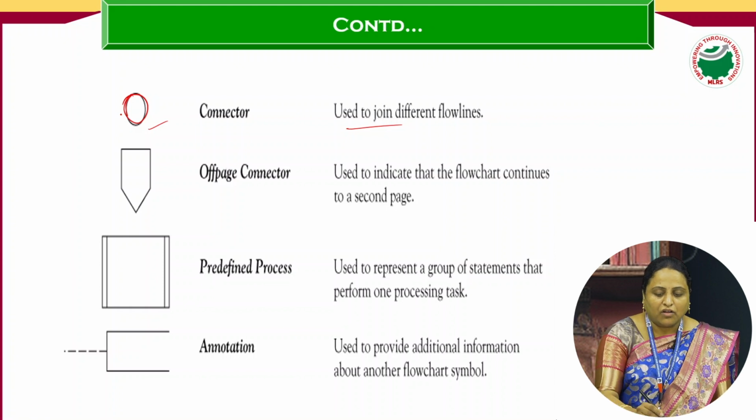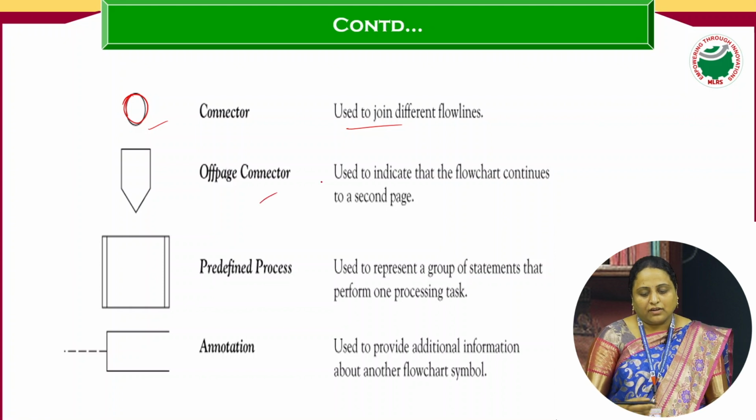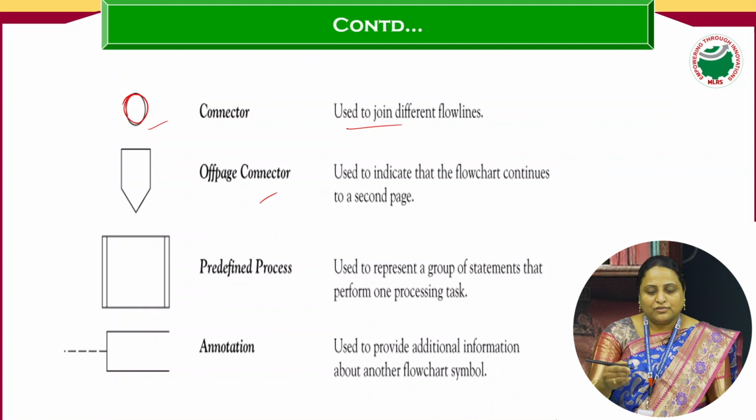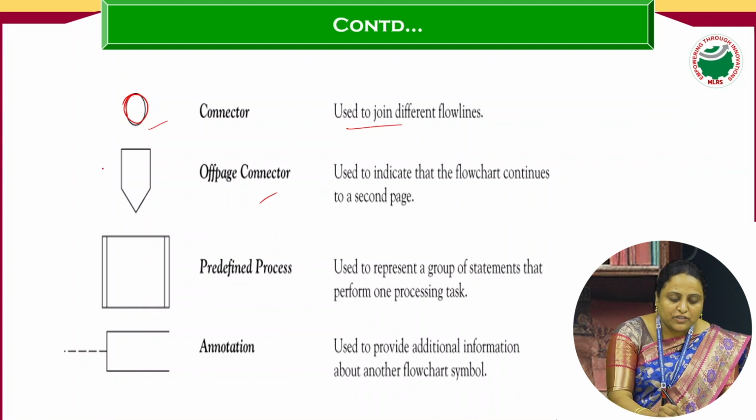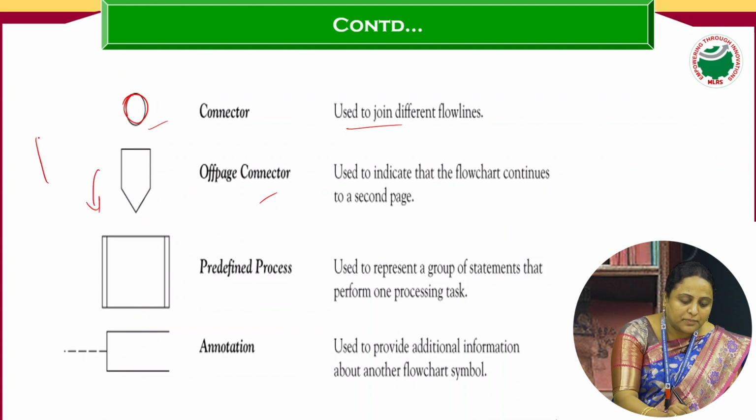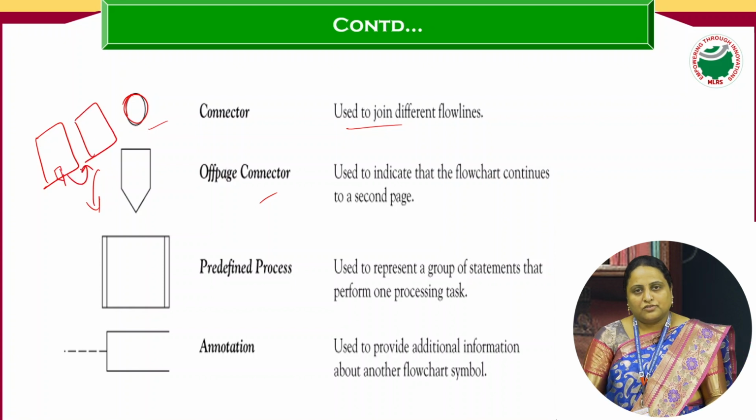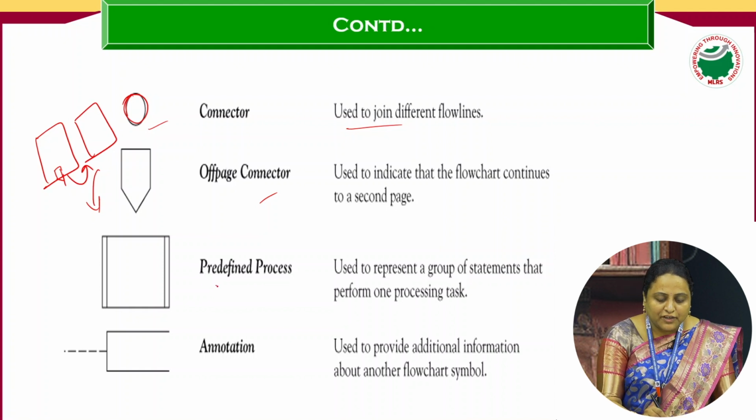And the next one is the off page connector. Whenever you are drawing a flowchart and it is not sufficient, and you are going to continue it on the next page, then you will use this off page connector, telling that the flowchart is continued on the next page. And the next one is the predefined process.